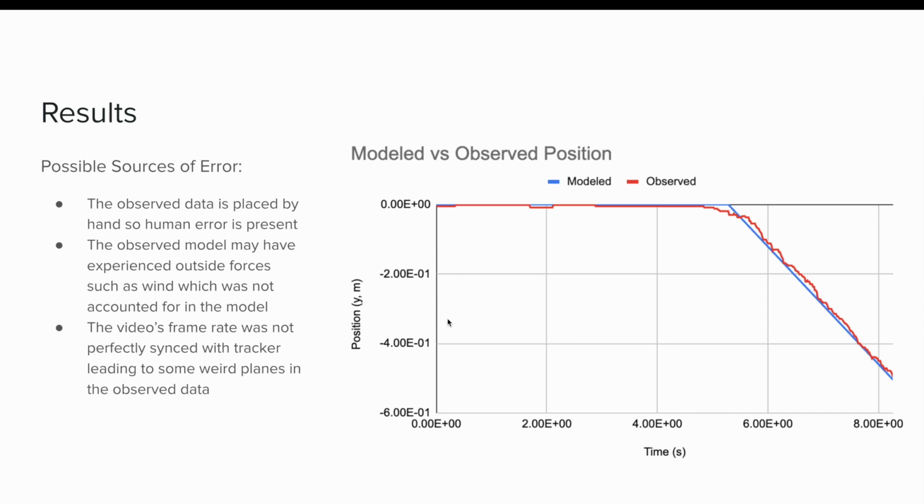Here are the results. The model and observed data are relatively close, but the observed data is relatively sporadic and has a lot of plateaus that probably shouldn't be there. This is probably from me placing the points at bad intervals, and the frame rate not being exactly perfect.